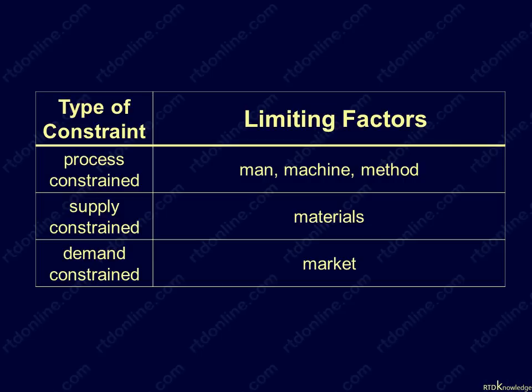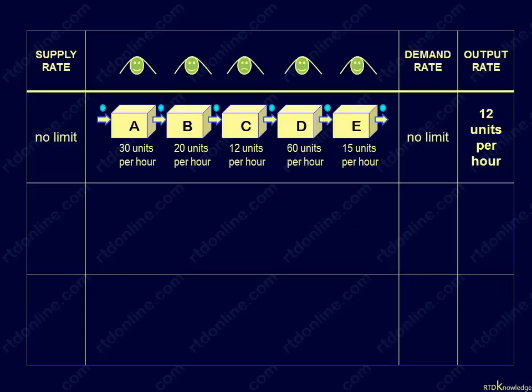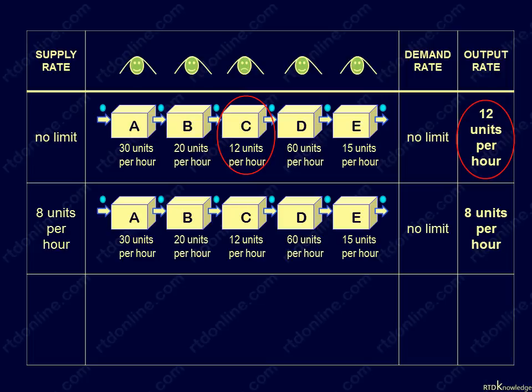Let's take a look at an example. If we have unlimited supply and demand, we saw earlier that the slowest station C, or bottleneck, determines the output rate of the process. If only supply is limited, and we can produce as much as we can with unlimited demand, the supply or supplier becomes the bottleneck and decides the output.